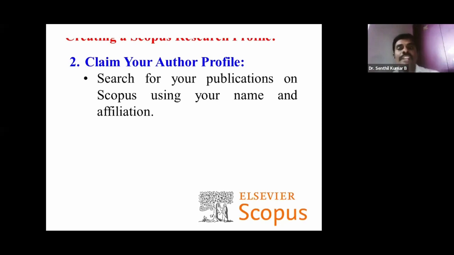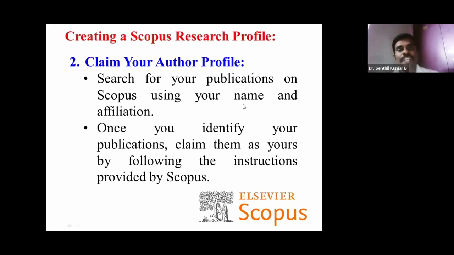If you don't have any publication displayed, you have to search for it. You can type the title of the article, or you can type your name and check what all comes up, and from that choose your article. You can also search using your name and affiliation. Once you identify your publication, you claim it as yours by following the instructions provided in Scopus. They just ask you to click and submit. Then they will do a short scrutiny, and after that it will be added to your account.